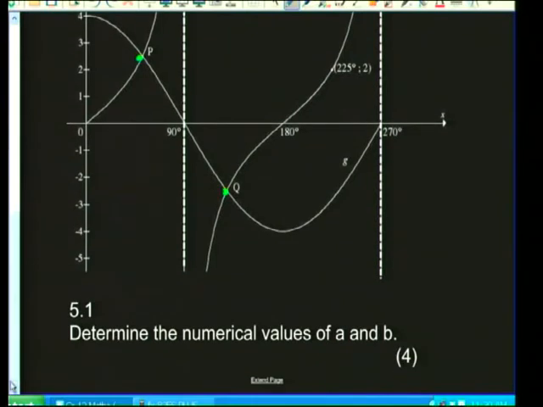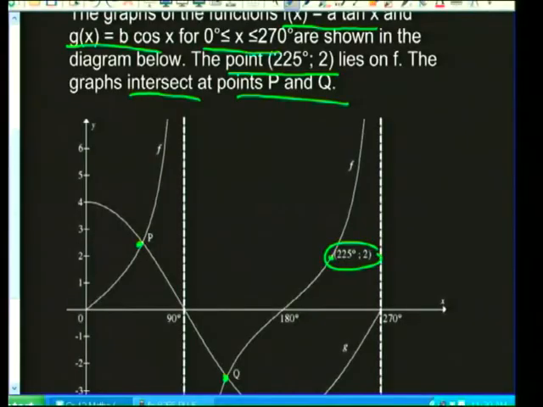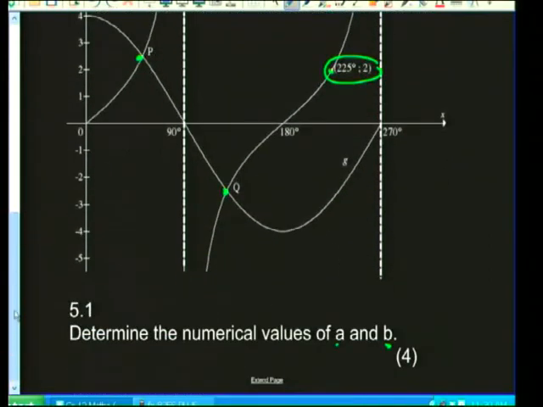The first question says, determine the numerical value of a and b. Now, we were given a point, this point here. Remember the rule that says any point on the graph will satisfy the equation of the graph. So we'll use this point and place it into the equations of f and g to get our values.